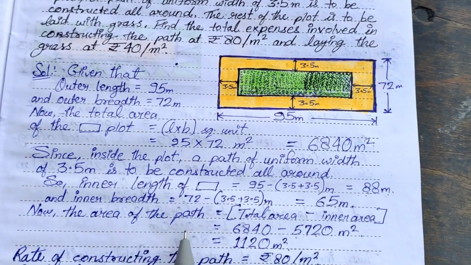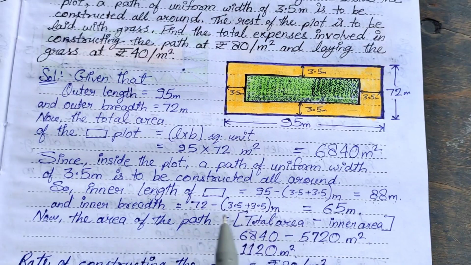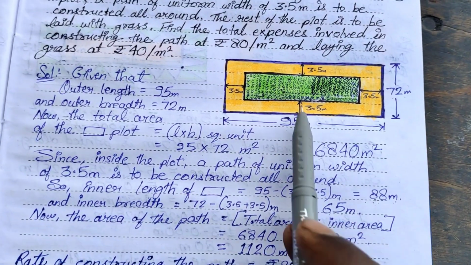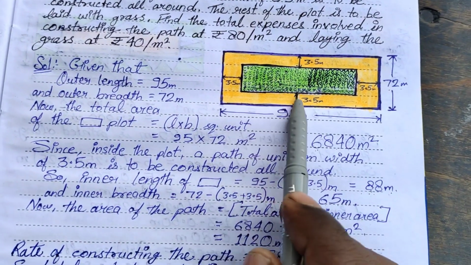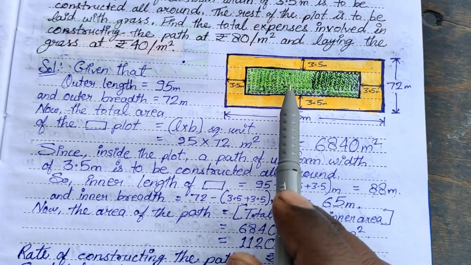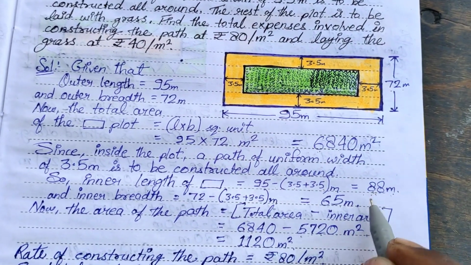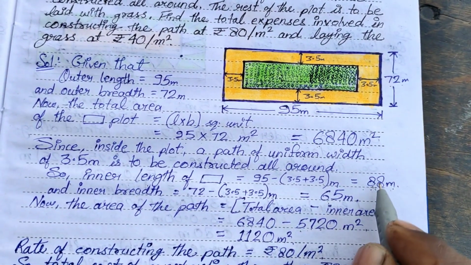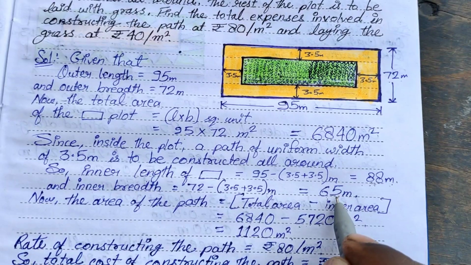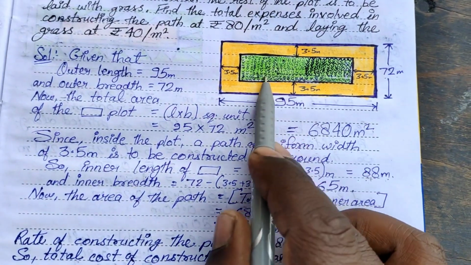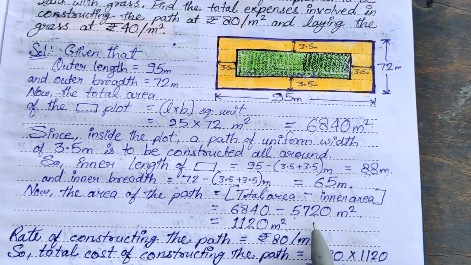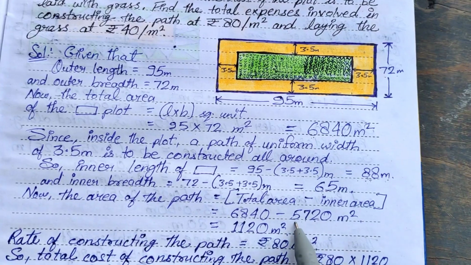Now the area of the path. First you have to find the area of this grassy plot. So area of this grassy plot goes like length into breadth. Length is 88 meter, breadth is 65 meter, so multiply it. 88 into 65, you have the area of this grassy plot. So area of the grassy plot, or say inner area, 5720.